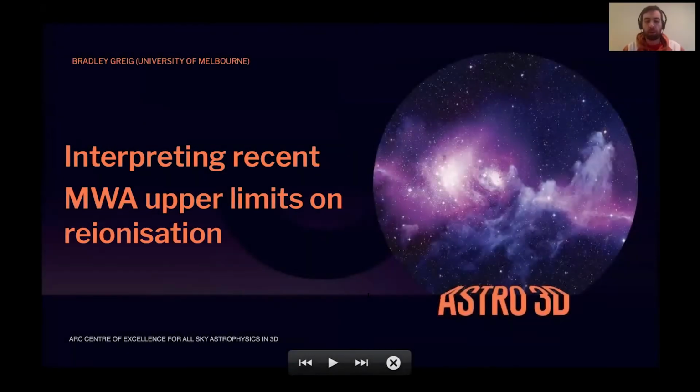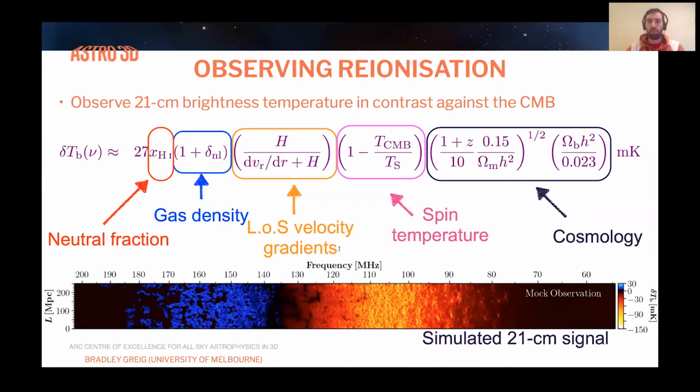So what I'm going to talk about here is basically an interpretation of the upper limits on the reionization epoch from MWA. So this is what Kath alluded to in the previous talk. So just a brief one-slide introduction to the reionization epoch.